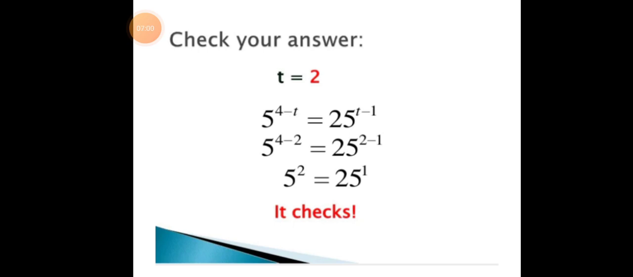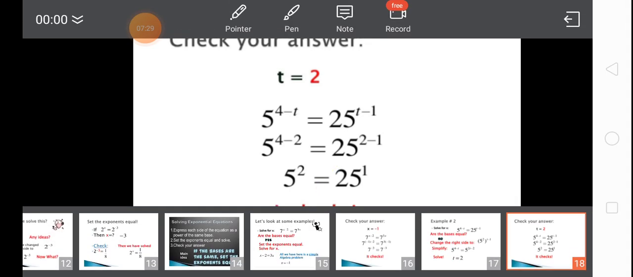So, 5 to the power of 4 minus t equals 25 to the power of t minus 1. Then 5 to the power of 4 minus 2 equals 25 to the power of 2 minus 1. Then 5 to the power of 2 equals 25 to the power of 1. So 5 to the power of 2 equals 25. Then we got the answer. It is checked.